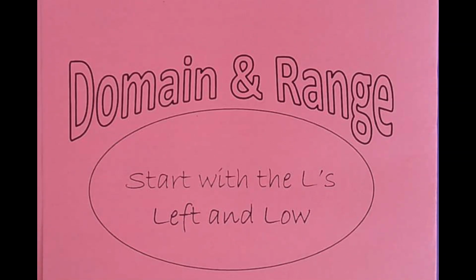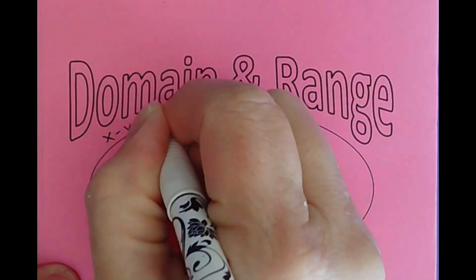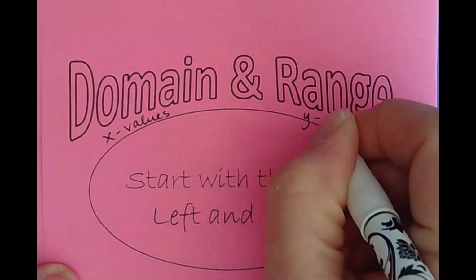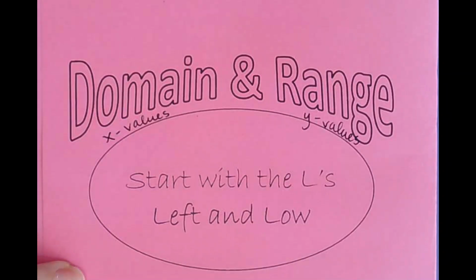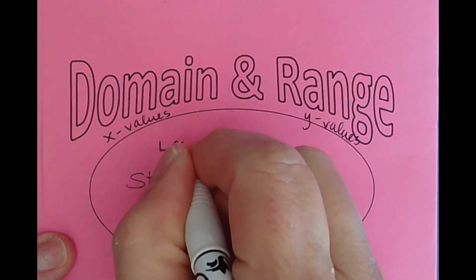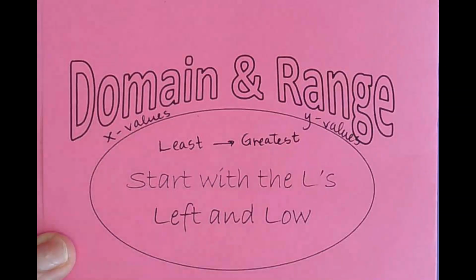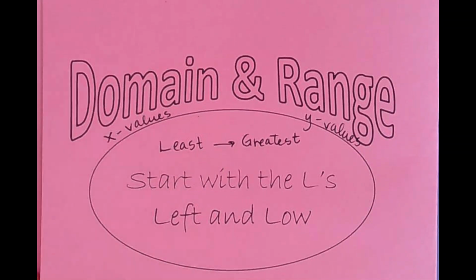I'd like to introduce interval notation for domain and range. Domain describes the x values. Range describes the y values. We'll make a description from least to greatest. Whether we're describing x or if we're describing y, we always start at the lowest value, the least.